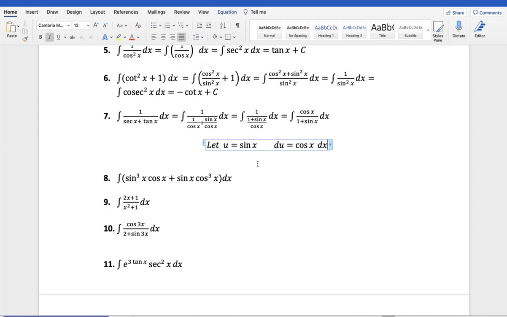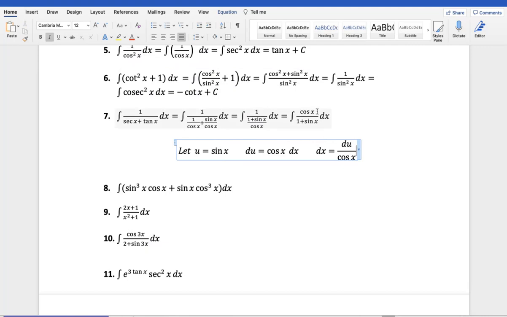Once again, if you don't remember integration using u substitution, try to go back to the previous videos tackling those, and you'll have a bunch of examples there that help you sort it out. So we have du is just equal to cos x dx, meaning that dx is equal to du divided by cos x.